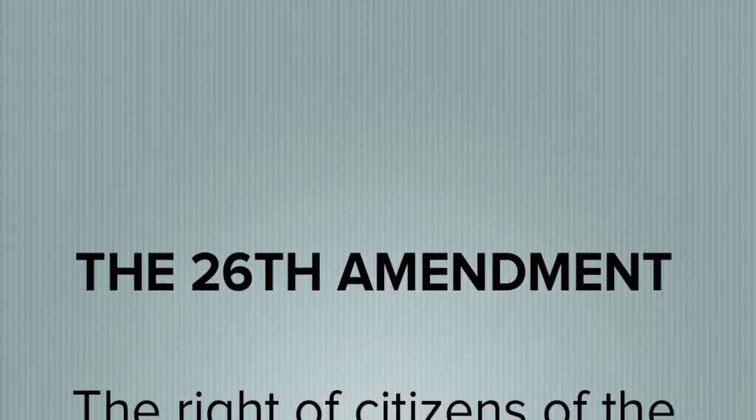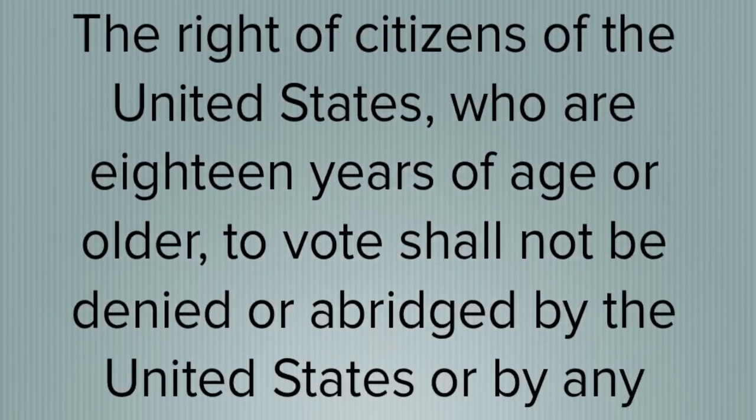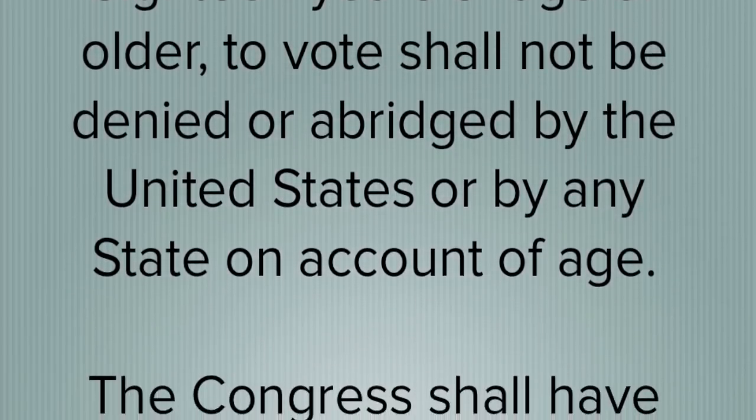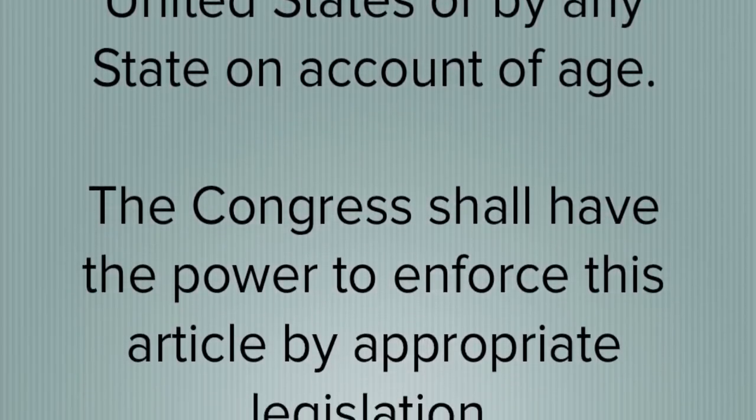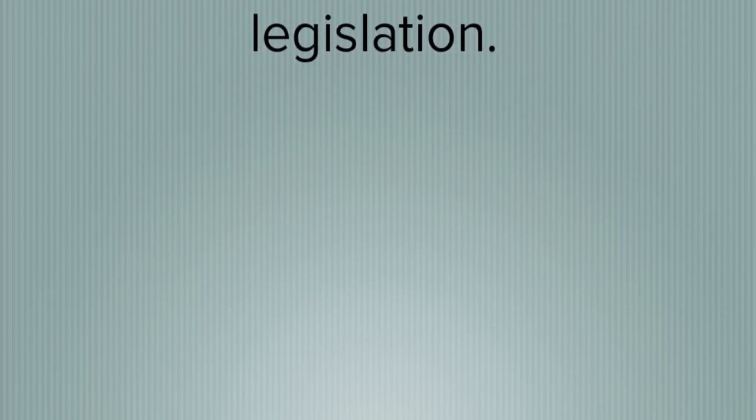The Constitution for Dummies series continues with the number 26, the 26th Amendment. So let's take a look at the words really quick. The rights of citizens of the United States who are 18 years of age or older to vote shall not be denied or abridged by the United States or by any state on account of age. The Congress shall have power to enforce this article by appropriate legislation. So there you go, lowering the voting age in state and federal elections to the age of 18.